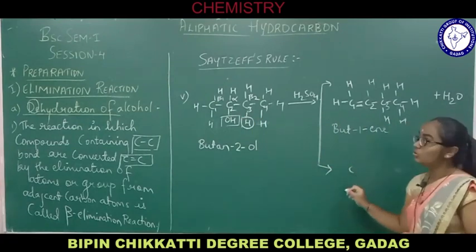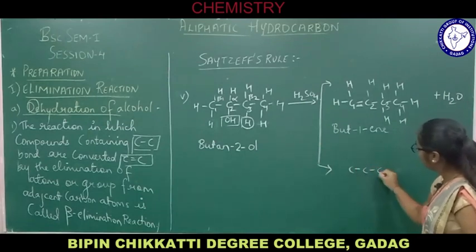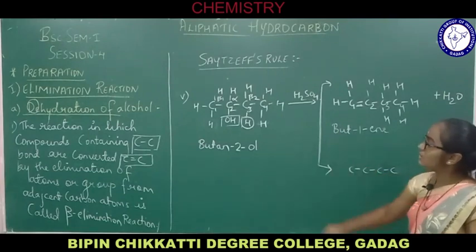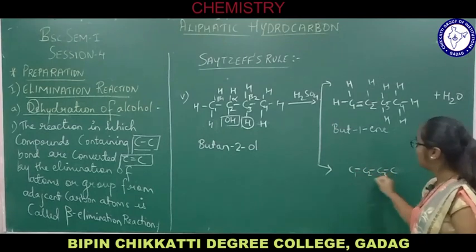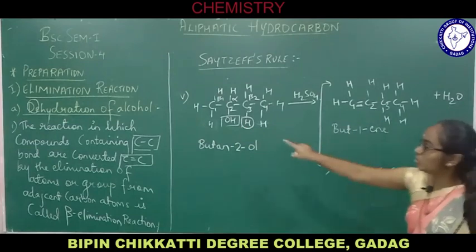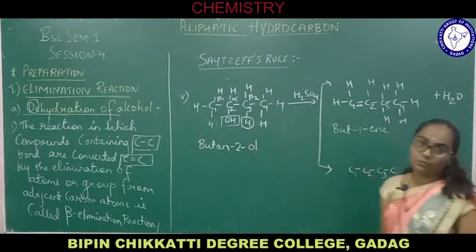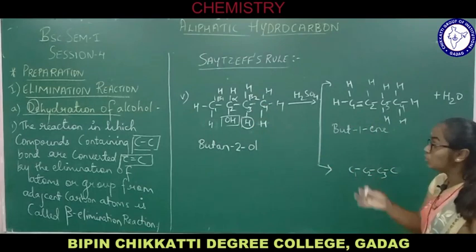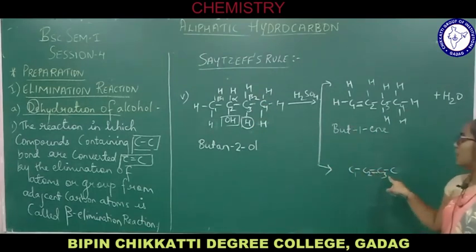So from beta 2, the hydrogen will be withdrawn. Four carbon atoms are formed. Now the elimination is taking place between which two carbon atoms? Carbon number 2 and carbon number 3. So from carbon number 2 the hydroxyl group is removed, and from carbon number 3, that means from beta 2, the hydrogen is removed. From both these carbons those two groups are eliminated, so a double bond will be formed between carbon number 2 and carbon number 3.